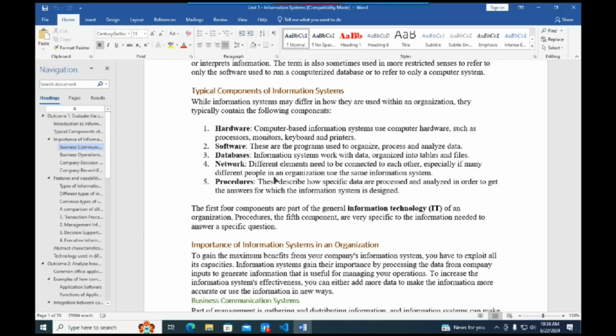A system software is a software that controls the operation of a computer system. For example, an operating system is a system software. Windows is a system software. Android is a system software. Mac OS is a system software.